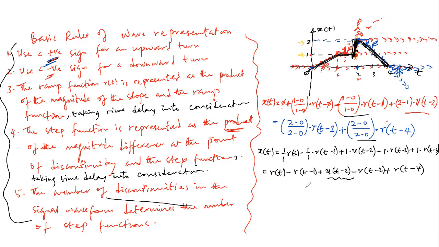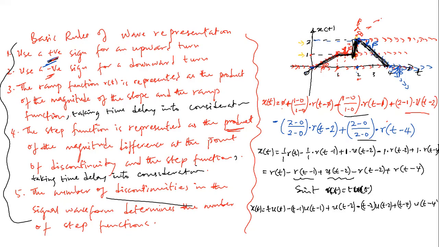Okay. And now since r(t) is the same as t u(t), then s(t) will be the same as t u(t) minus (t minus 1) u(t minus 1), that is this, plus u(t minus 2) minus (t minus 2) u(t minus 2), then plus (t minus 4) u(t minus 4).